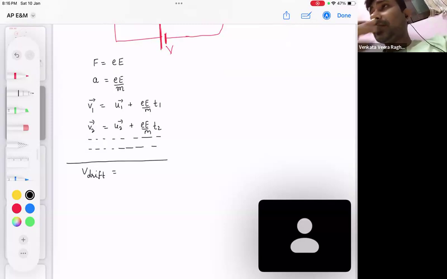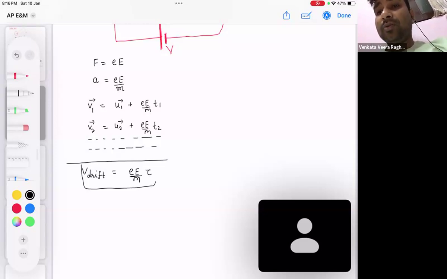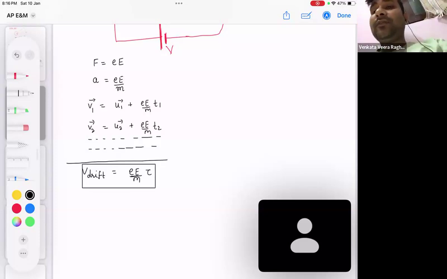Before the field was applied, the electrons were moving in random directions, right? So the vector sum of u1 plus u2 plus u3 plus u4, all these random values, will be how much? Zero. So that will become e by m, (t1 plus t2 plus t3 plus t4) divided by the number. So that is called the average time, and we represent it by tau. Tau is called the average time of collision.